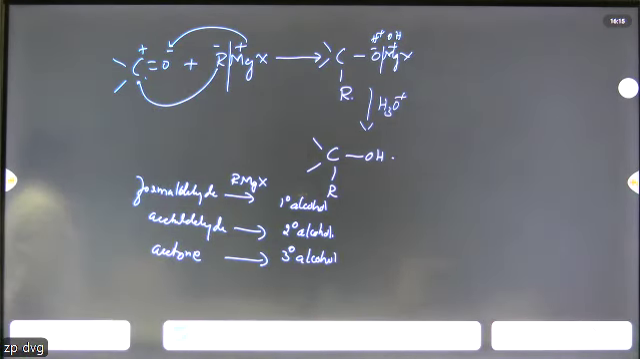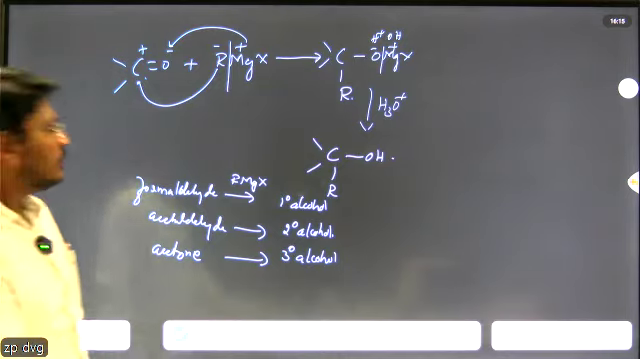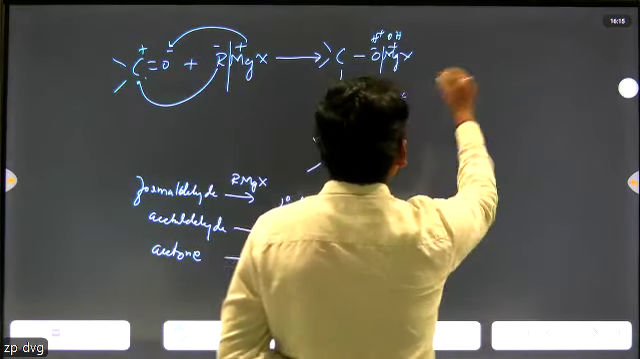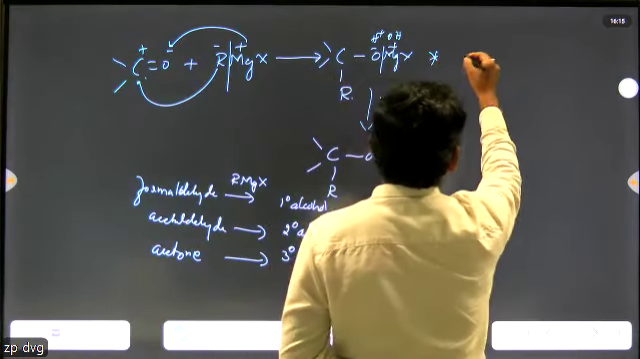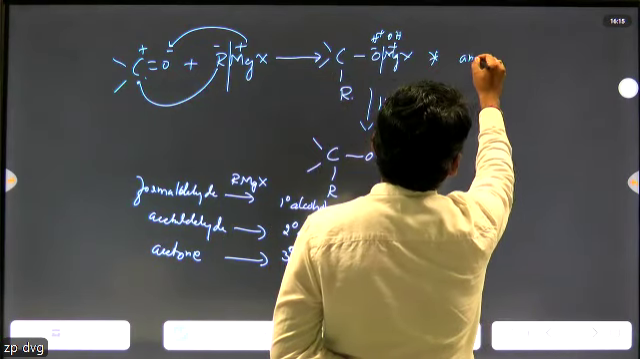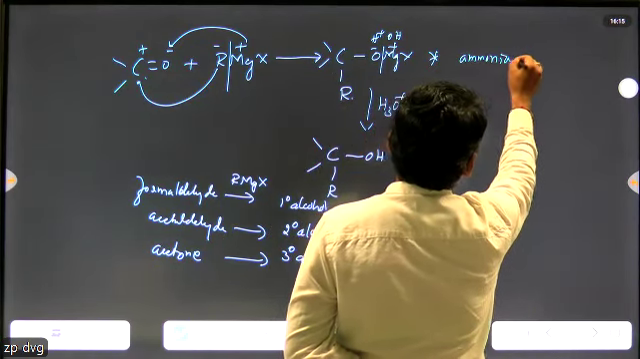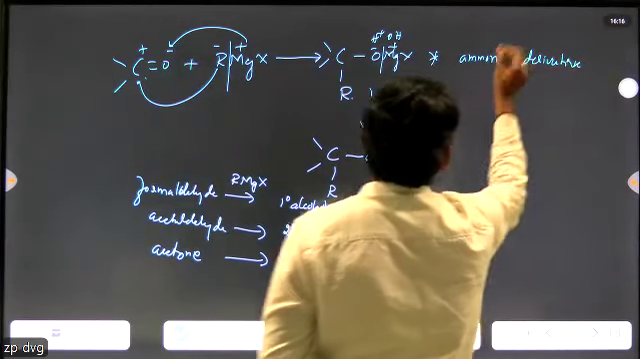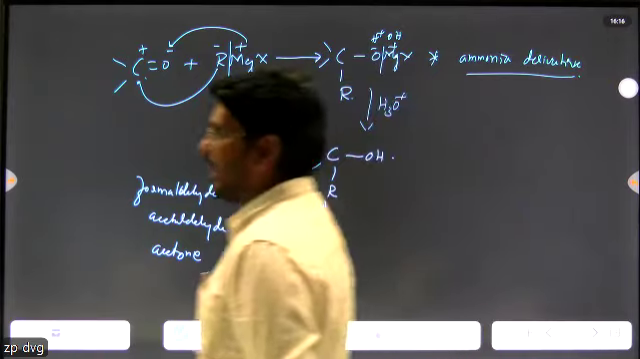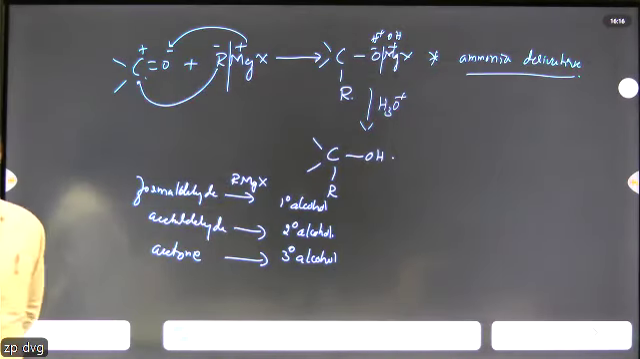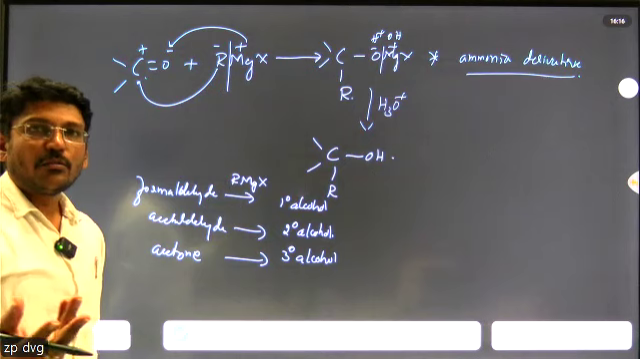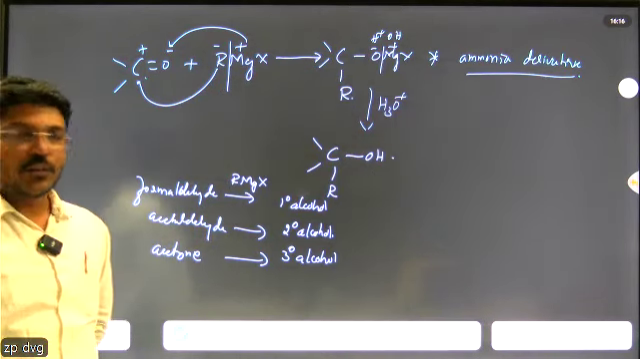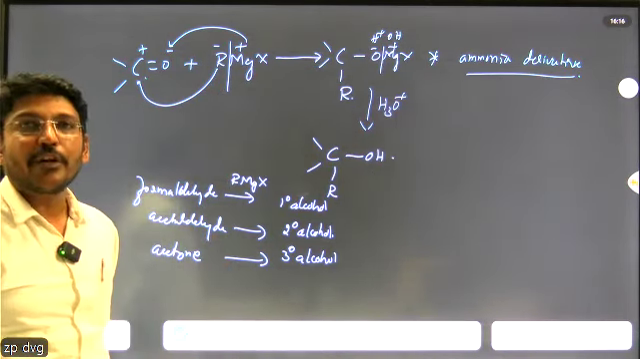So these are all reactions with the Grignard reagent. We can take one more example: ammonia derivatives. This one is also a most important one. We already know that ammonia derivatives also undergo nucleophilic addition reaction towards a carbonyl compound, so definitely we can get different products.